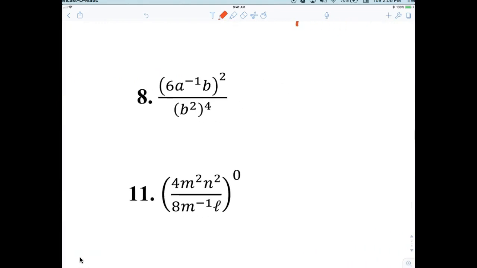Okay, here we go. Now, I'm going to highlight this. Right? That's a problem. All right, so I need you to look up. This, I can't get rid of. I can't just put it in the bottom. Why can't I put it at the bottom? Because there's a 2 acting on that. Everybody with me? So I want to do this. You tell me if you agree. 36, a to the negative 2, b squared over b to the 8th. Tell me if you agree with that.